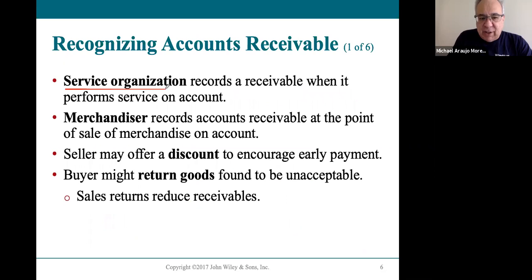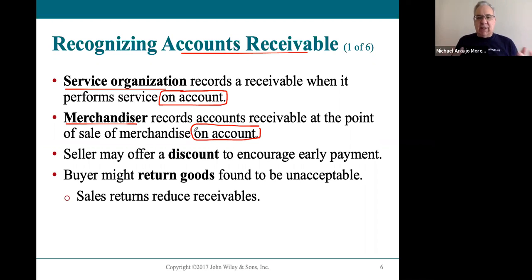You might also remember that service organizations also have accounts receivable, right? That's when they perform a service on account. They do work for someone and they give that business a bill, right? So that's on account. When you're selling something on account, you're going to have an accounts receivable. We all know what happens from chapter 5 with merchandisers when they sell or buy merchandise on account. There's a lot going on there. Remember that business to business transaction we had in chapter 5 going on between Sock Stereo and PW Audio.